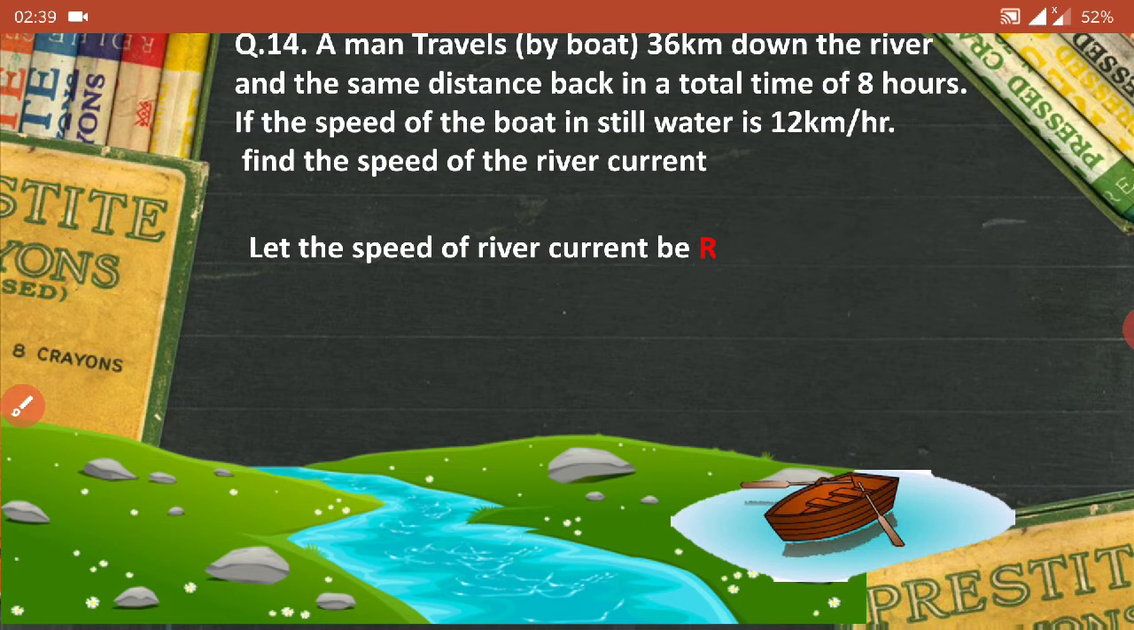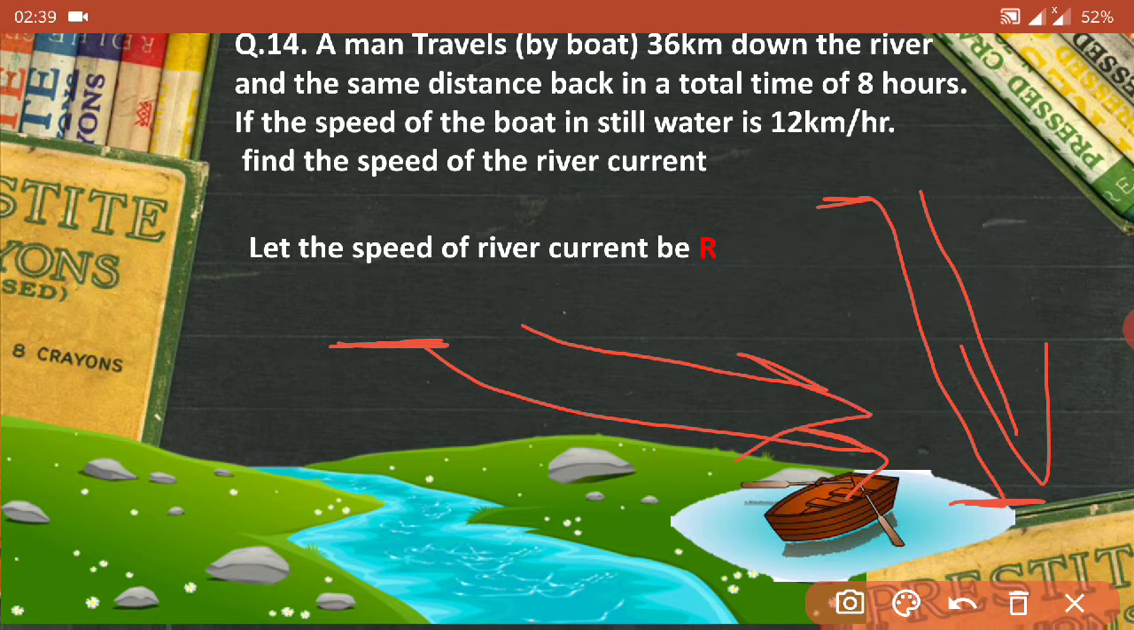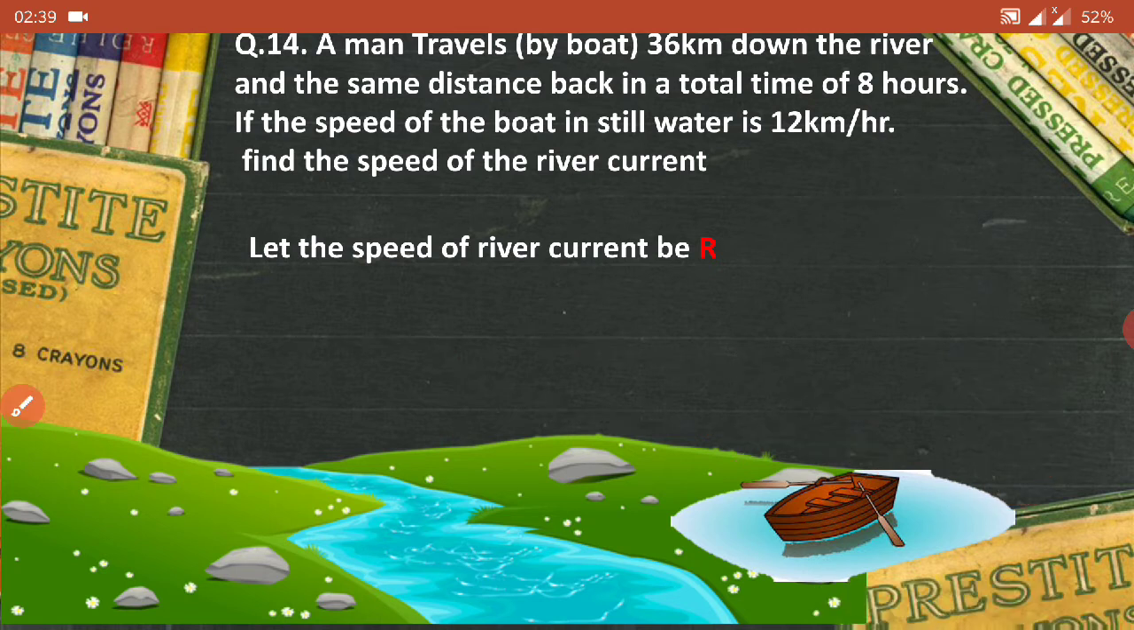Let us consider now: let the speed of the river current be r. We don't know how much that river current is. If the slope from a higher point to a lower point is steep, then this river current will be more. But if the height difference is small, then this speed will be less. So it depends on how the river is flowing. Since we don't know what it is, we will say that the speed of the river current is r.